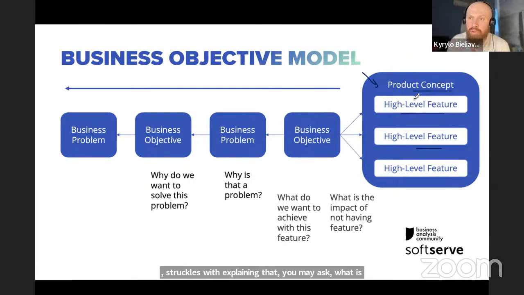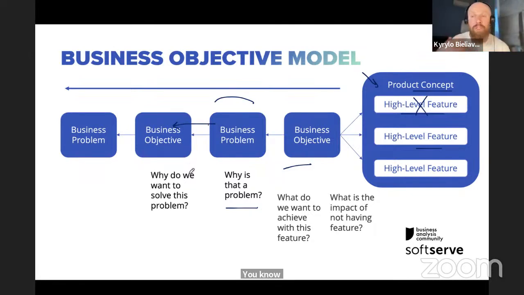Like, let's imagine we will not do that. What will happen? What effect will it have? And you will identify a certain business objective that will not be reached if we don't have this feature. And then we go, okay, but why do we need that objective? So we're trying to solve a certain problem. You will then identify a problem, and then you can just ask, and why is that a problem? Why do we think that that is a problem? And you say, because it keeps us away from reaching a certain objective. And you can go on going backwards and trying to understand.